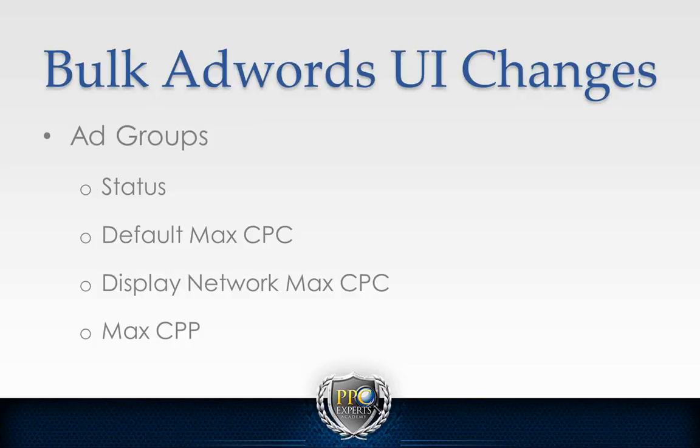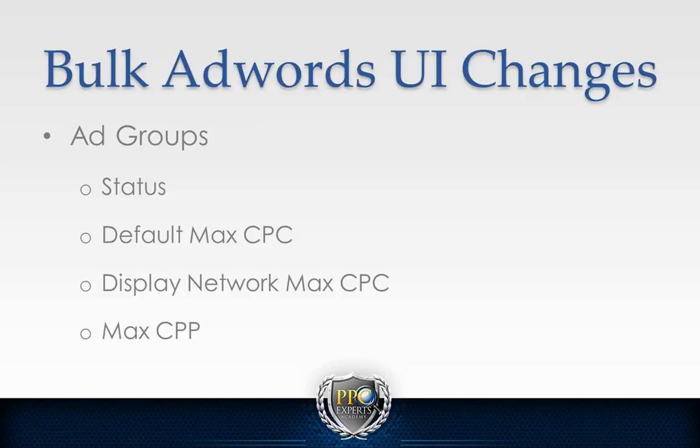Okay, then ad groups. These are all the things that you can change in bulk using the AdWords interface. For ad groups, you can change the status, so enabled or paused. You can change the default max cost per click. You can change the display network max cost per click. Basically, in the ad group settings, you can have a different default bid for the display network than you do for the search network.